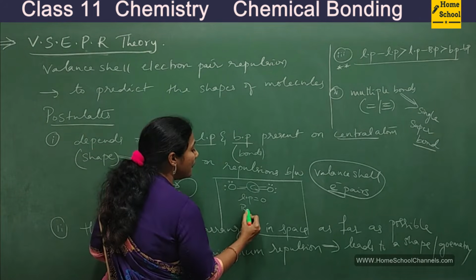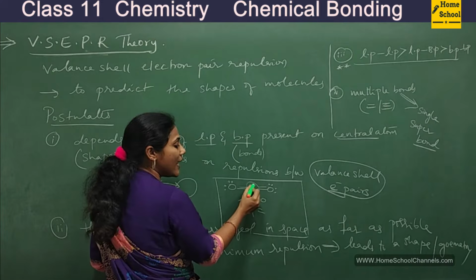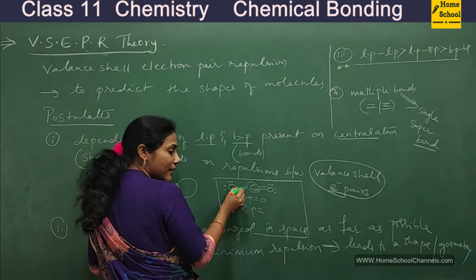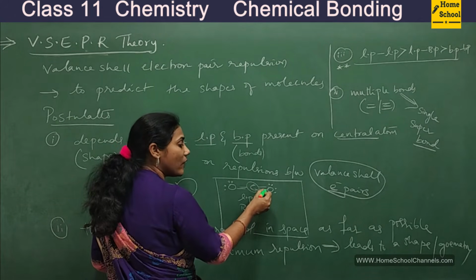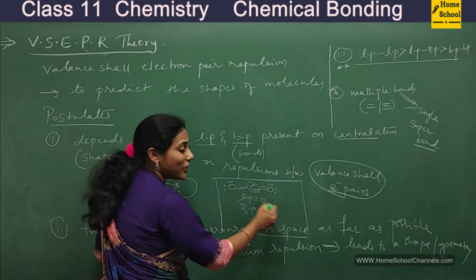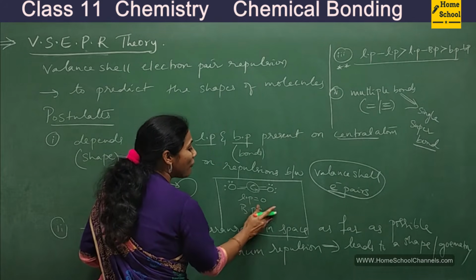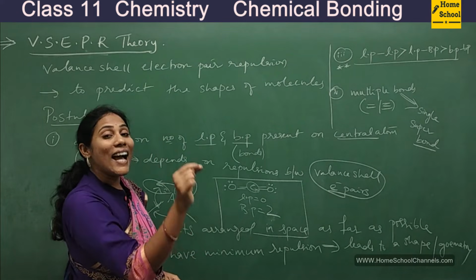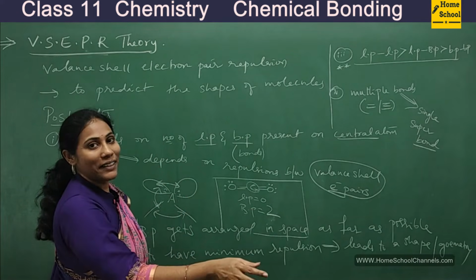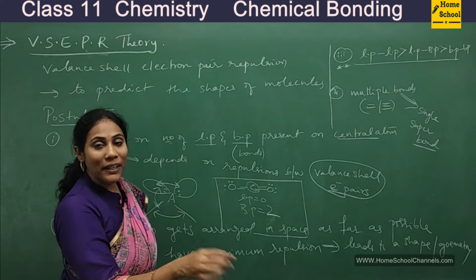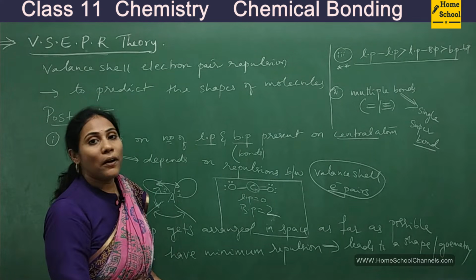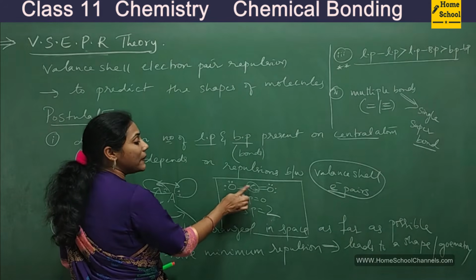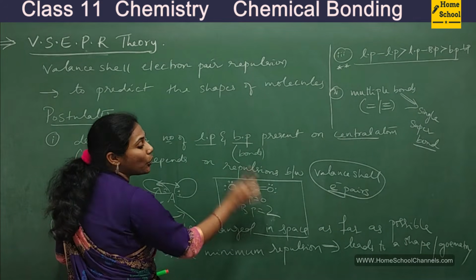And how many bond pairs are there? How many bonds are there around carbon? See here, this side is one double bond, this side is one double bond. You are not supposed to write your answer as 4. See, the number of bond pairs is 2. Even if it is a double bond, consider it as a super single bond. Even if it is a triple bond, consider that as one bond. So around carbon, actually there are only 2 bond pairs.